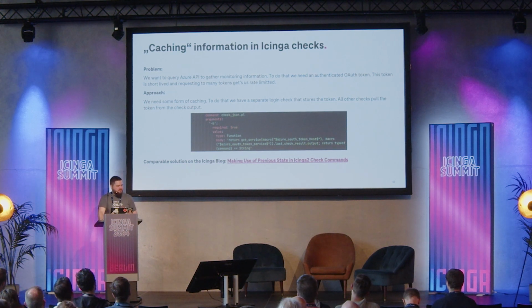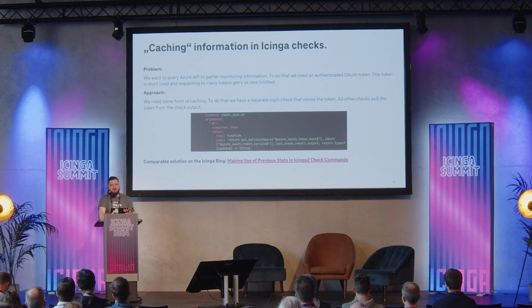Another thing we did, which I find interesting, that was also on the Icinga blog, I think, one month ago, about using last check results and stuff from other checks in your monitoring configuration. So we had a problem. We want to monitor Azure APIs. Azure APIs are only accessible if you give them an authentication token. These authentication tokens are very short-lived, like I think 15 or 30 minutes, and need to be refreshed every 30 minutes or so.